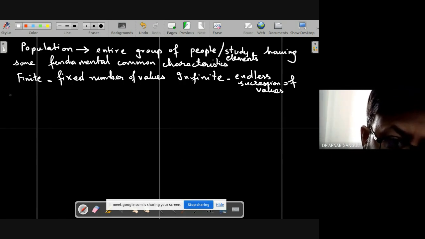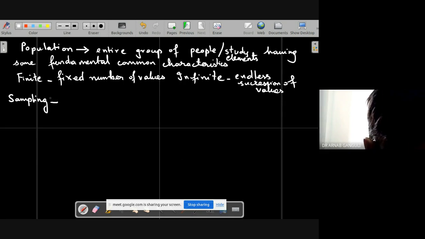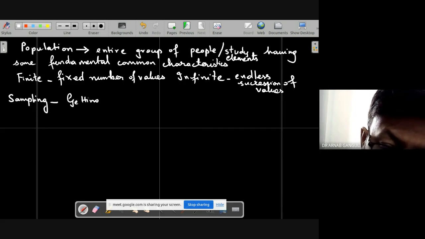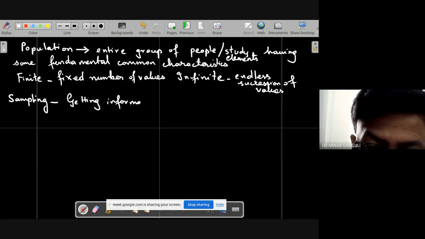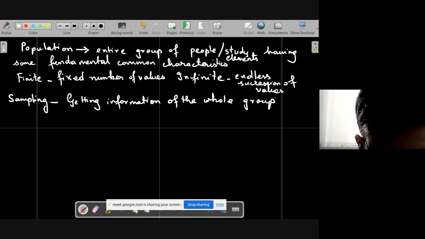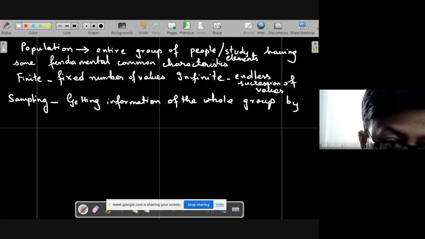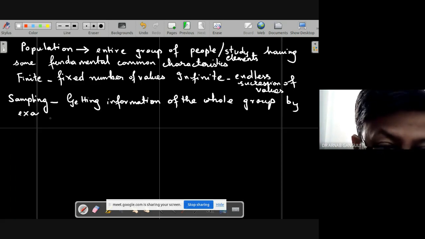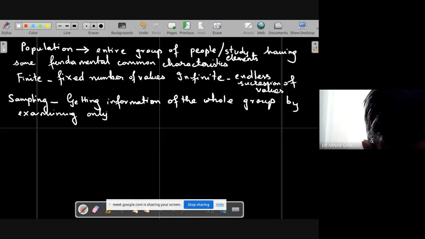Another thing which they ask is sampling. So what is sampling? Sampling is getting information of the whole group by examining only part of the whole group.